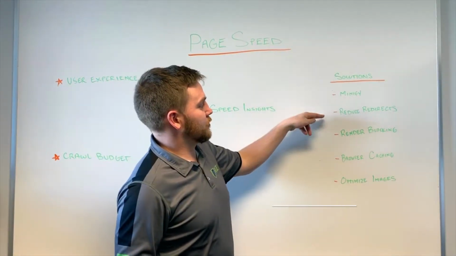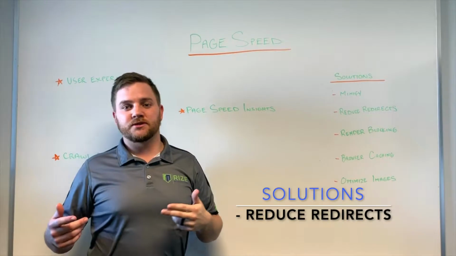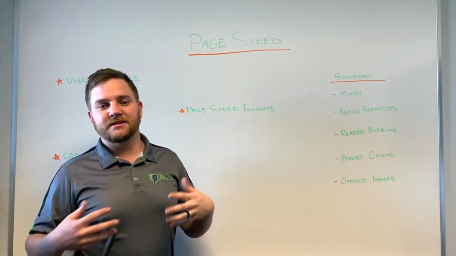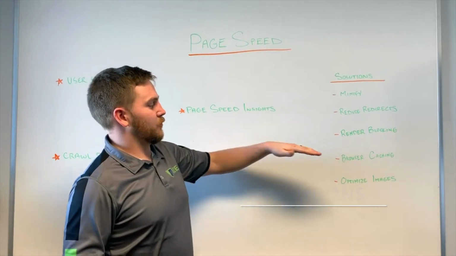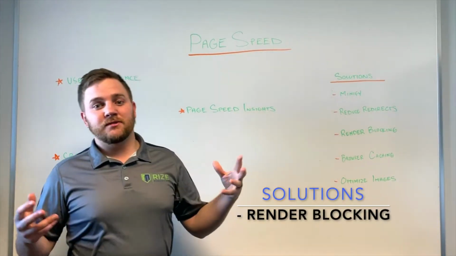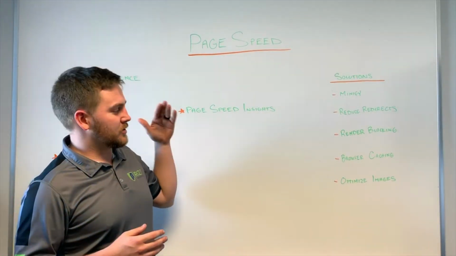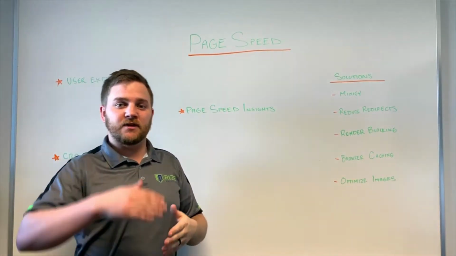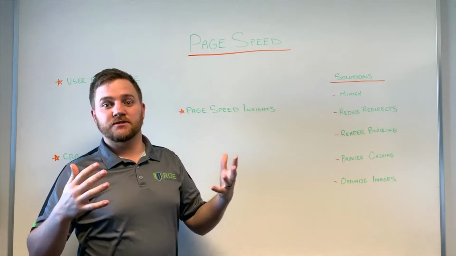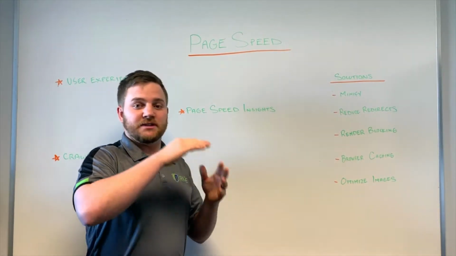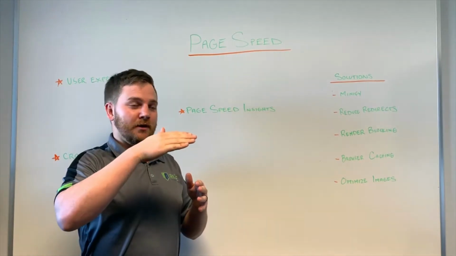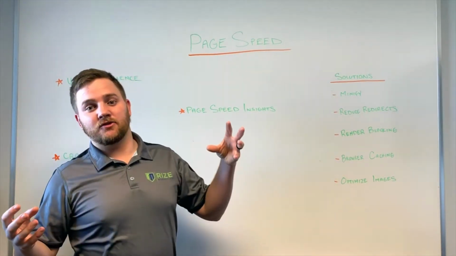Second, we want to reduce redirects. We don't want to send people in a circle. We don't want to make more calls to the website than needed. Next, render blocking. We want to reduce the amount of scripts, because when a search engine crawls a website, it sees a script, let's say a JavaScript file. It has to stop where it's at, go to the JavaScript file, read all of that, then come back and start where it was. So if you can, try to combine those.